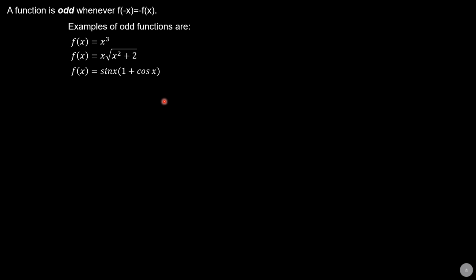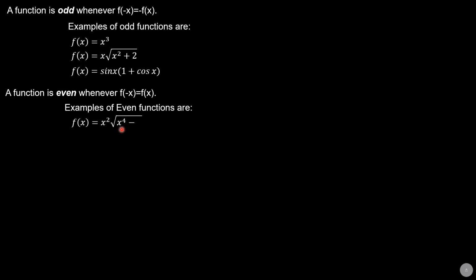A function is said to be even whenever f of negative x is unchanged. It is still f of x. Examples of even functions are, as I said before, cosine x and secant of x. Then f of x equals x squared times the square root of quantity x to the fourth minus 4. This is an even function because whenever x is replaced by negative x, the original function is unaffected.